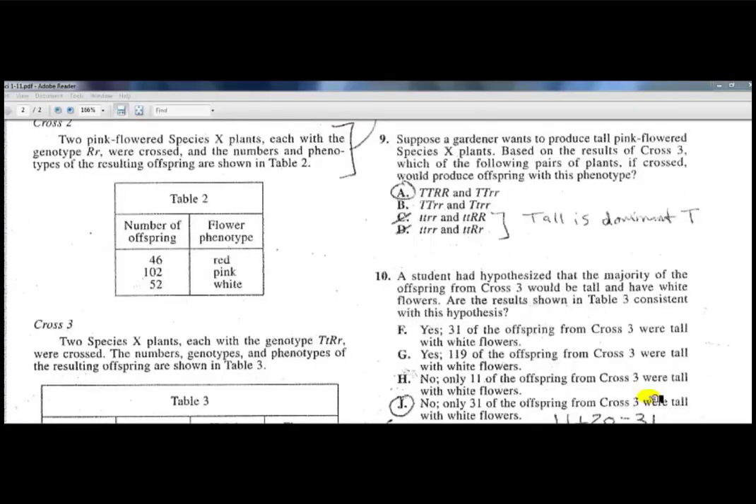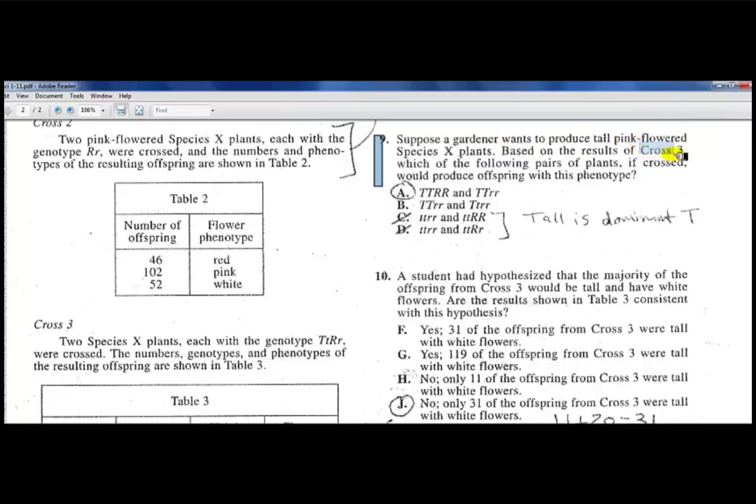Test 68C, Science, Practice Problem number 9. Number 9 reads, suppose a gardener wants to produce tall pink flowered species X plants based on the results from cross 3. Which of the following pairs of plants, if crossed, would produce offspring with this phenotype? First things first, kids. Remember, whenever you get a question stem that's longer than 2 lines long, you need to put this in your own words. Get your pen or pencil moving and start circling stuff that you know you're going to need.